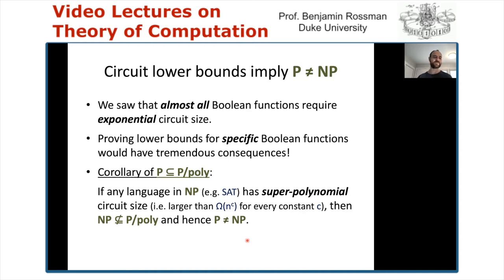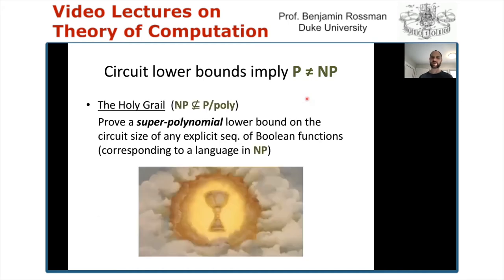And we can hope to study these important questions from that perspective. And so this is, as I said, the holy grail of circuit complexity, to prove a super polynomial lower bound on the circuit size of any explicit sequence of Boolean functions. So unfortunately, proving lower bounds is hard.